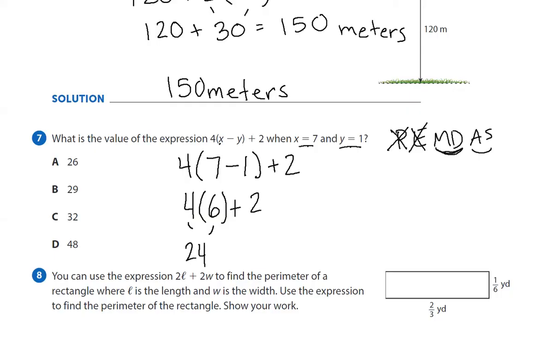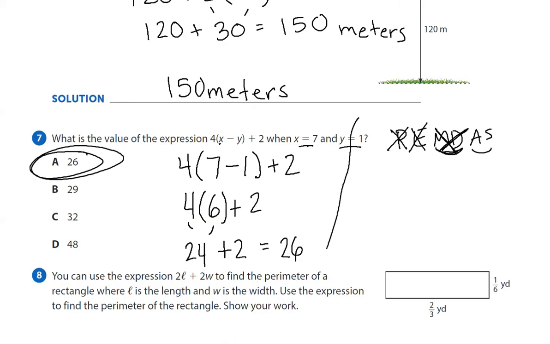I'm going to keep bringing down the stuff I'm not using yet. So now I've done all the multiplication division in there. Now I'm doing any addition and subtraction, and then there's just addition left, right? 24 plus 2 is 26. And that is A. Hurrah!